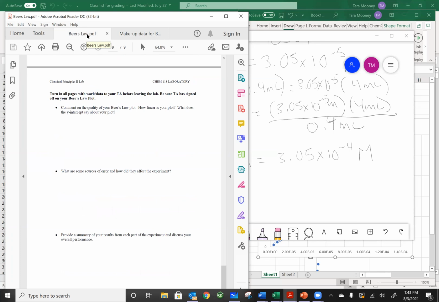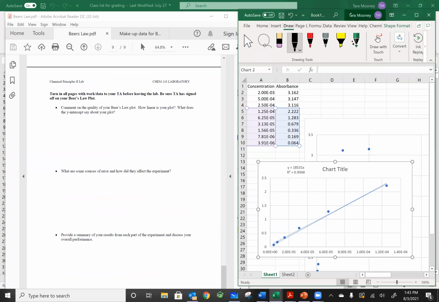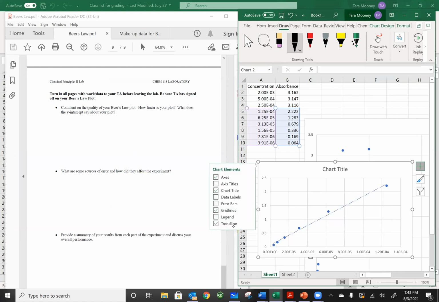So comment on the quality of your Beer's Law plot. It says, how linear is your plot, and what does the y-intercept say about your plot? So let's take a look at our trend lines. So we did set the y-intercept equal to 0.